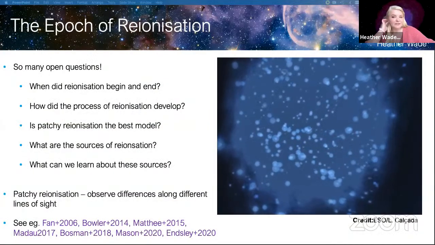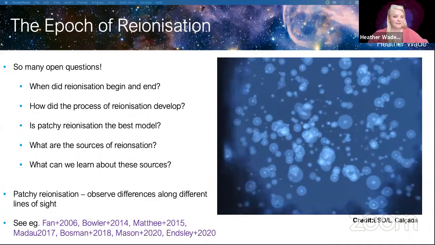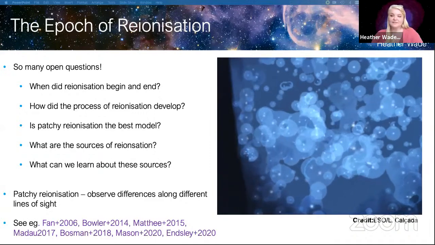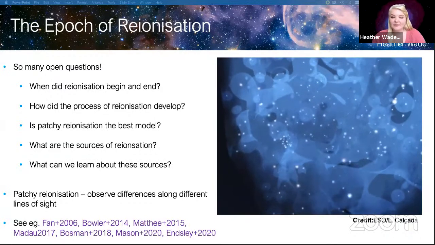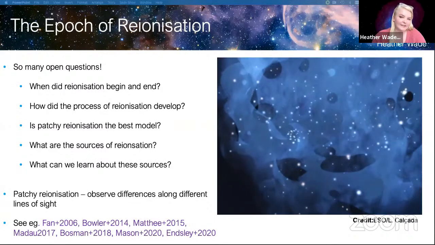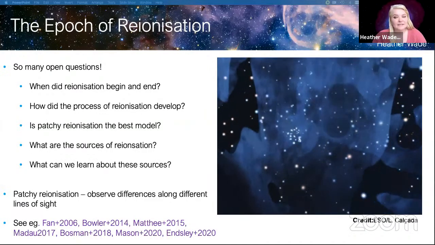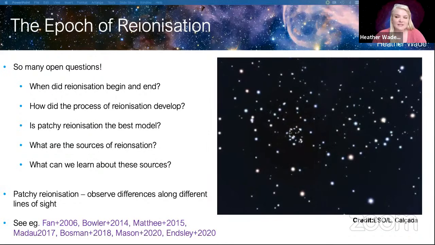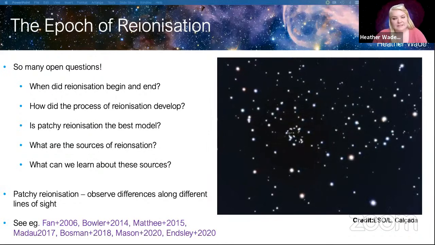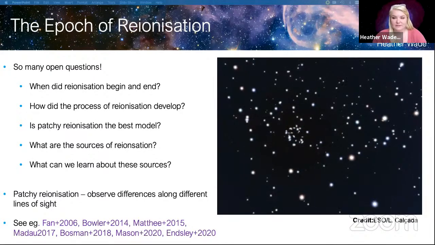As we all know, the epoch of reionization marks the last major phase transition of hydrogen and is a mysterious and fascinating realm in the very early universe. However, there are still plenty of open questions about reionization. How did the process of reionization develop? What are the start and end points of reionization? What are the sources of reionization? And what can we learn about these sources?